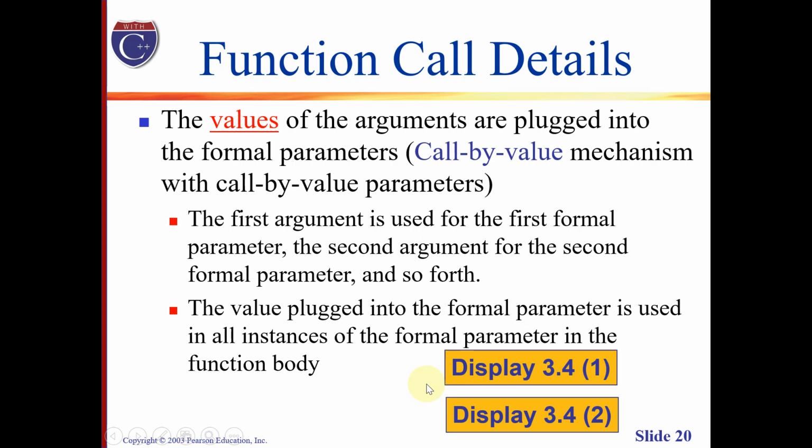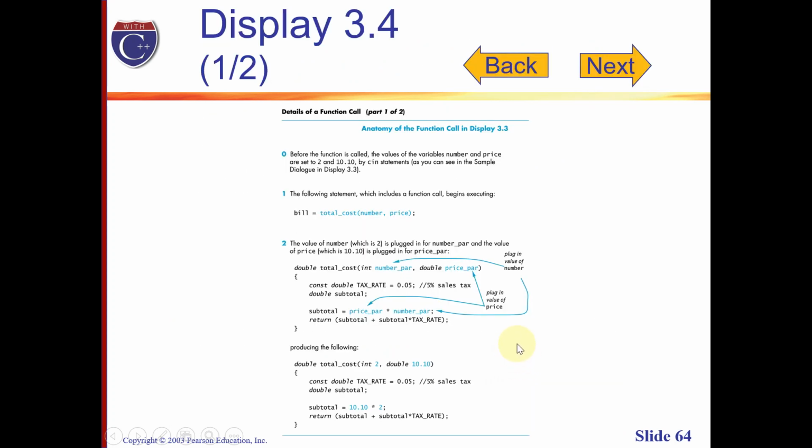Also, the value plugged into the formal parameter is used in all instances of the formal parameter in the function body, as we have seen in the previous example. Here's a sample trace of what is going on whenever we call a function and pass an argument to it, as well as what happens to those arguments as they are passed into the function's formal parameter. You can take a look at this and explore how it works.